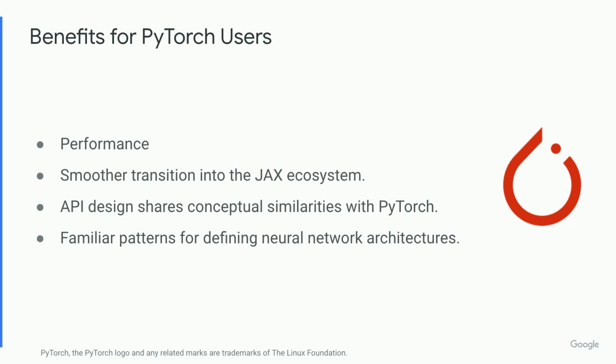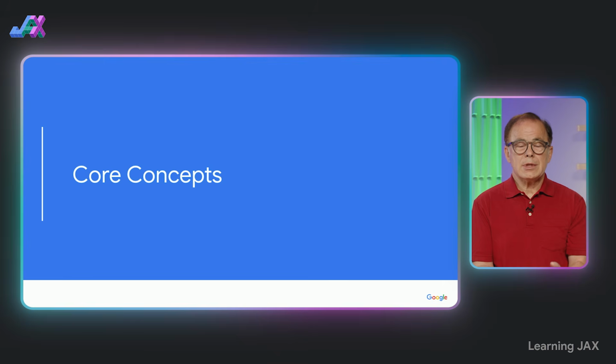If you're coming from PyTorch, you'll find that NNX offers a relatively smooth transition to JAX. The API design and architectural patterns are similar. We'll look at some code comparisons in a few slides. First, let's dive into core concepts.